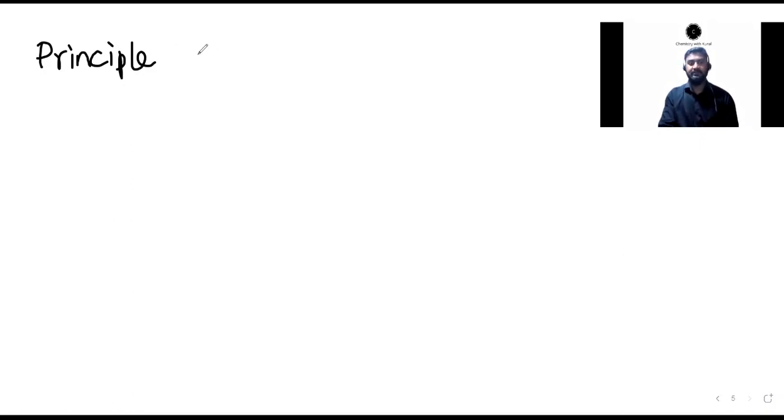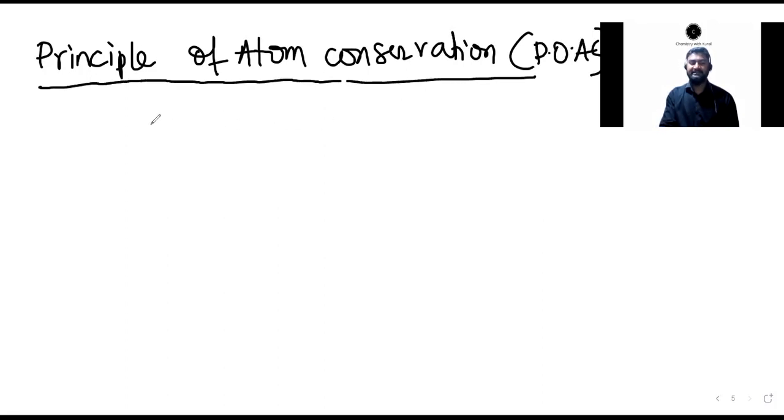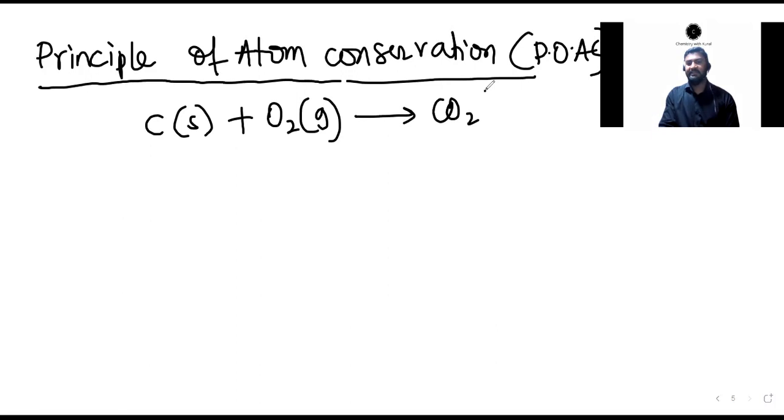So principle of atom conservation. It is also sometimes called POAC in short form, principle of atom conservation. What does it say? Very easy. Let's take the same example. C solid plus O2 gas gives you CO2 gas, right?